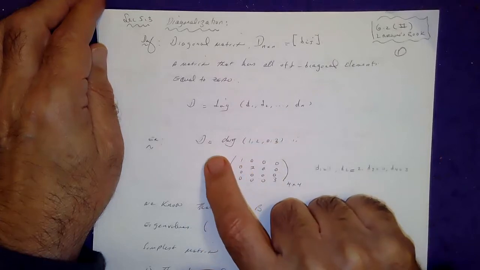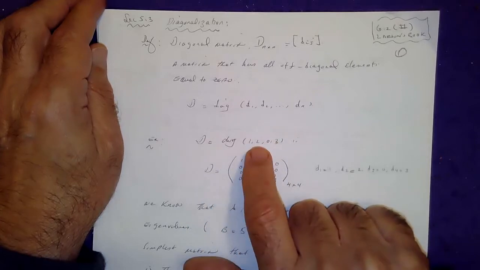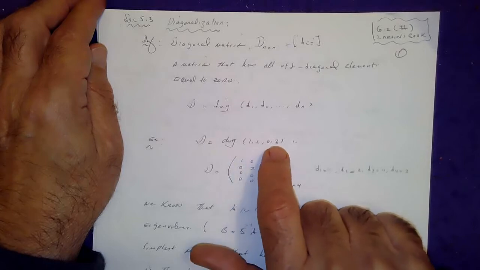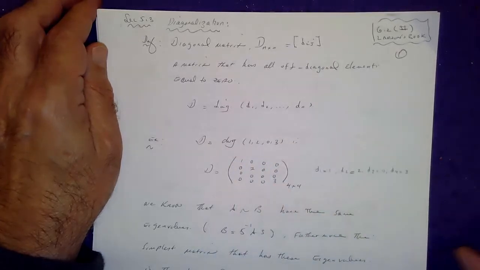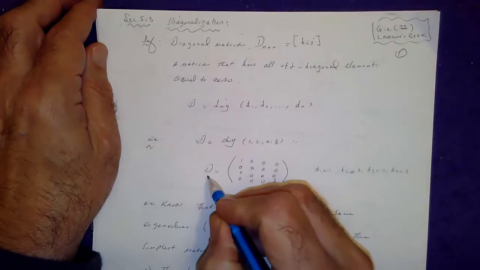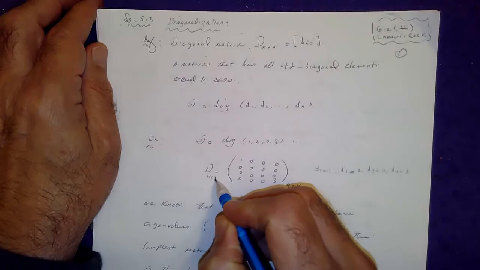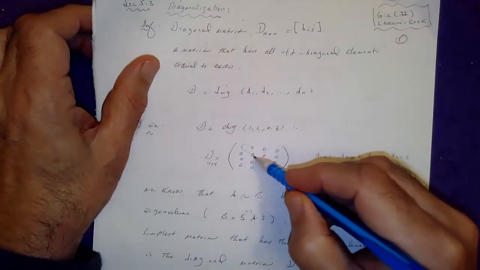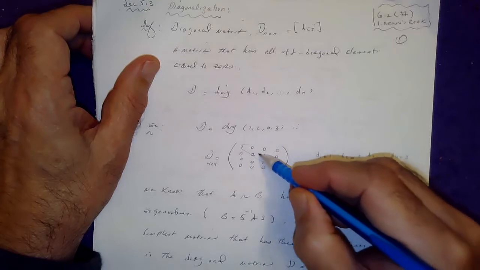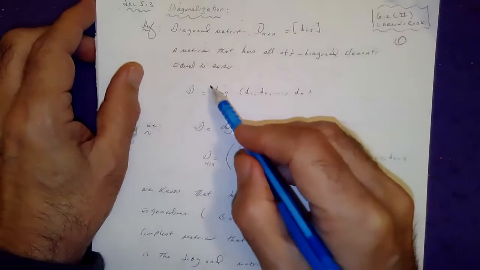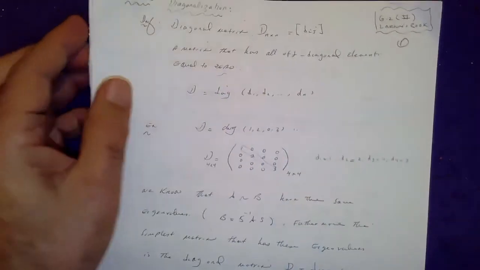For instance, if a diagonal matrix has its main diagonal elements as 1, 2, 0, 3, then the matrix is going to be what? A 4 by 4 matrix, okay, whose main diagonal elements happen to be those numbers, and off main diagonal elements are 0. Do you see it? So that's called diagonal elements.